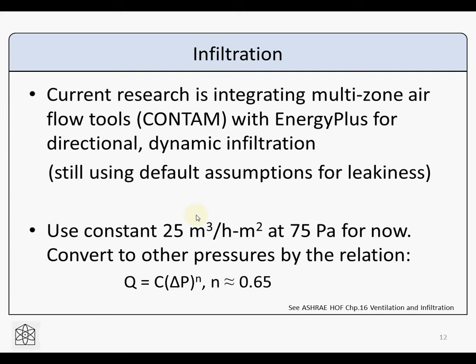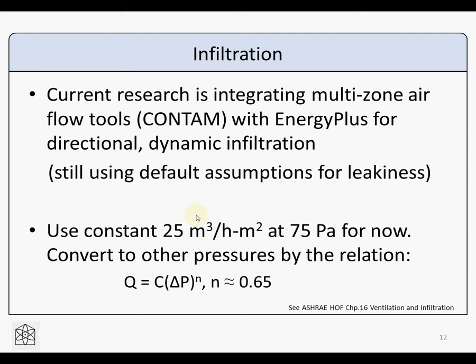So it might be a bit more accurate in terms of which facades have which infiltration sources, like when wind is changing, for example, or temperatures are going to vary by zones in the building. It might be a bit more accurate about getting your infiltration values there. But it's still assuming a default assumption for the leakiness.